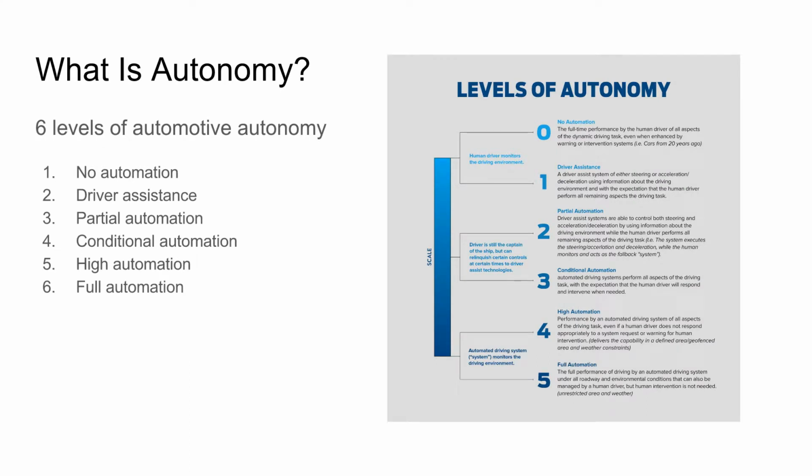Alright, so let's get going. We would like first to go over exactly what autonomy means in regards to automobiles. There are 6 levels of autonomy in today's world, scaling from a level 0 to 5.